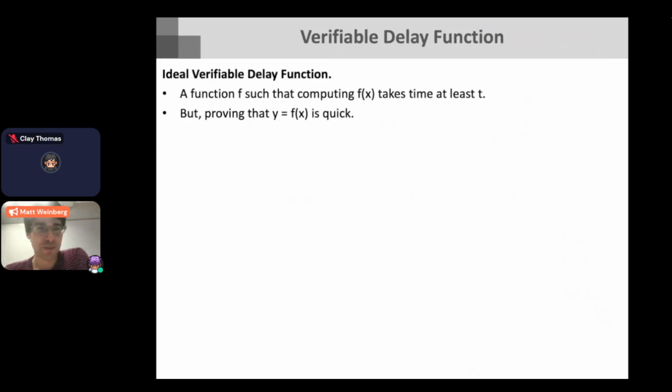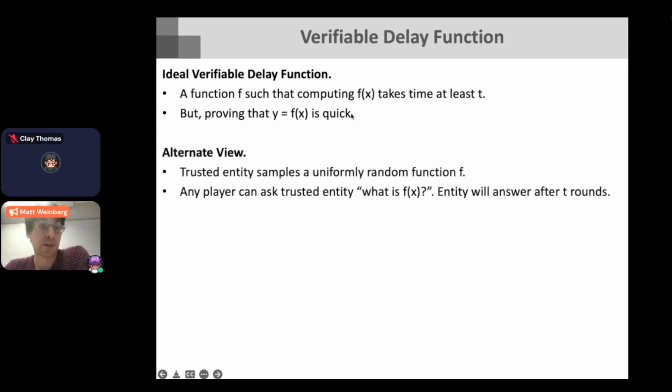Sorry. So for verifiable delay functions, here's what they're trying to do. This should seem like, how the hell can you get something like this? But here's an ideal verifiable delay function. I just want a function f such that computing f of x takes time at least T, right? I want that to be true no matter your hardware, no matter your algorithm, stuff like that. Okay, that sounds a little bit weird. The other thing I would like is for it to be easy for you to prove that you've correctly computed f of x.